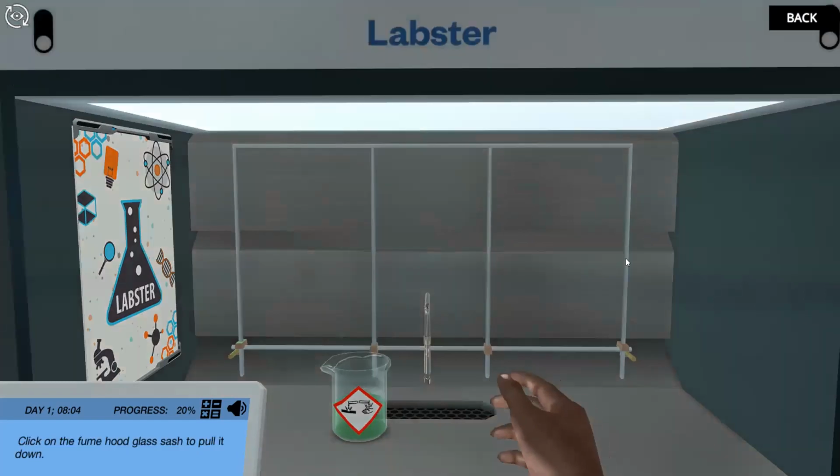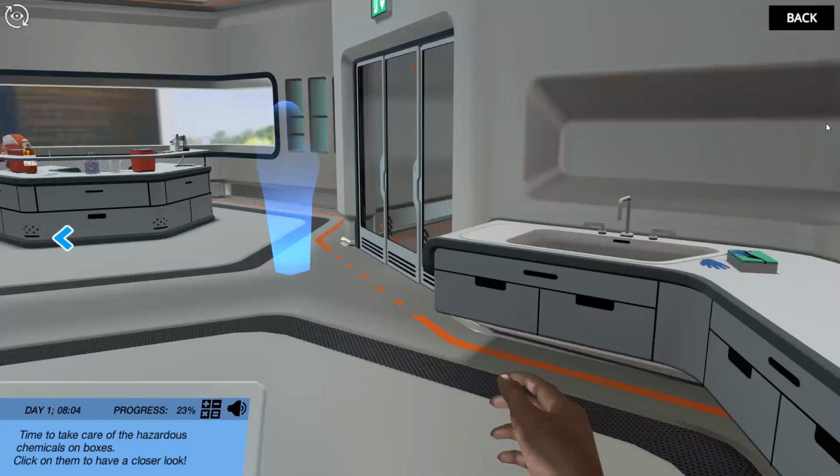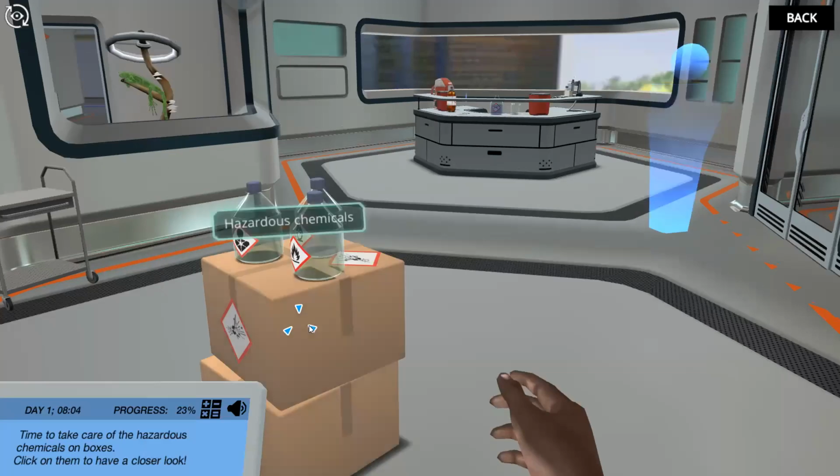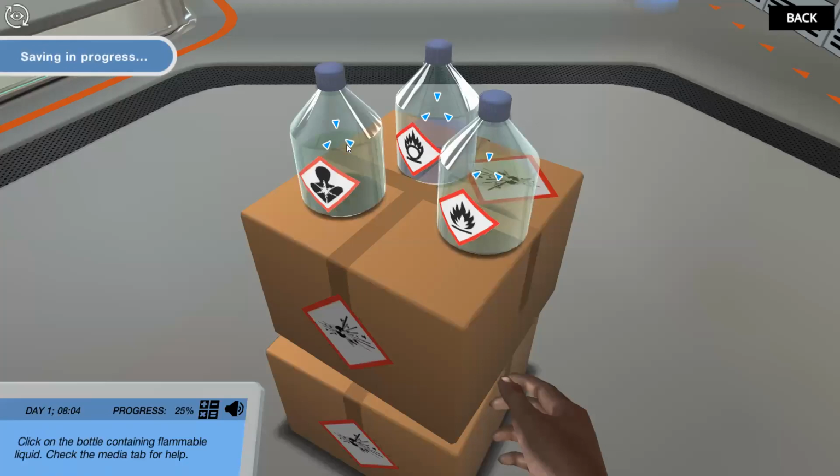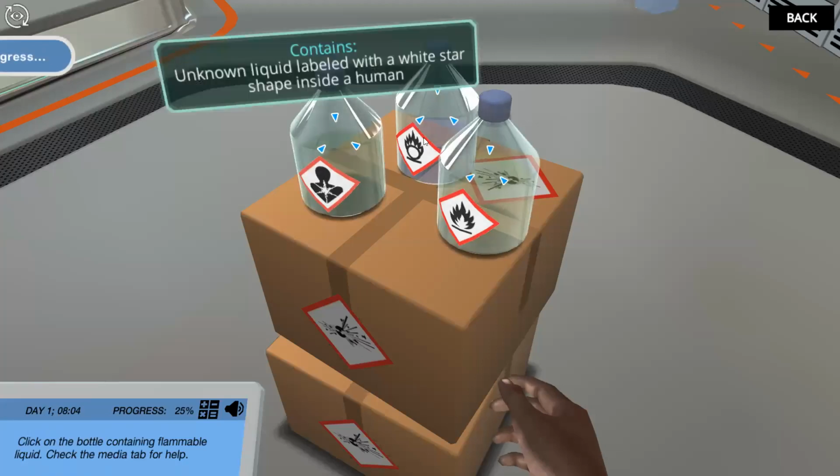What a relief. Now the air is safe to breathe. There. Time to take care of the hazardous chemicals on the boxes. Click on them to have a closer look. The boxes, okay. Click on the bottle containing flammable liquid. Check the media tab for help.